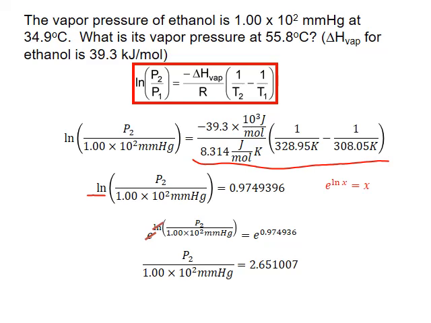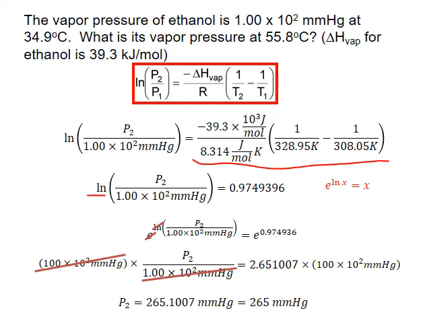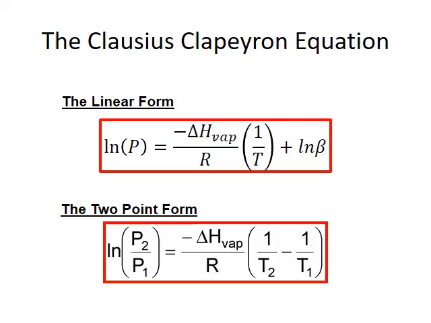We can isolate P2 by multiplying both sides by 100 millimeters of mercury. It cancels out the denominator on the right-hand side and gives us 265.1007 millimeters of mercury on the left. We can now round our final answer to the correct number of significant figures. Each of our original values in the problem had 3 significant figures, so we'll round our answer to 3 significant figures as well, or 265 millimeters of mercury.